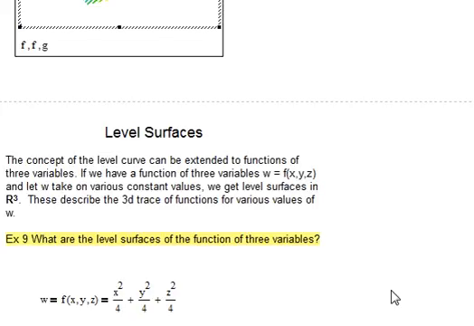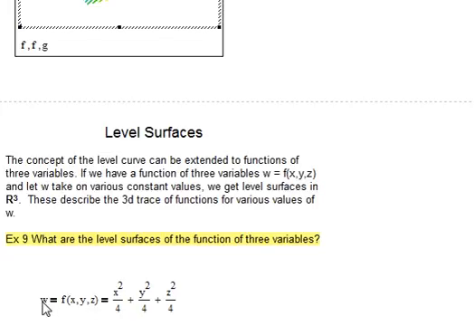But if we let w equal 1, then we got 1 equals x squared over 4 plus y squared over 4 plus z squared over 4, which would give us x squared plus y squared plus z squared equals 4 if you multiply both sides by 4. And that, you should see, would be a sphere of radius 2. So that level surface is a sphere of radius 2.